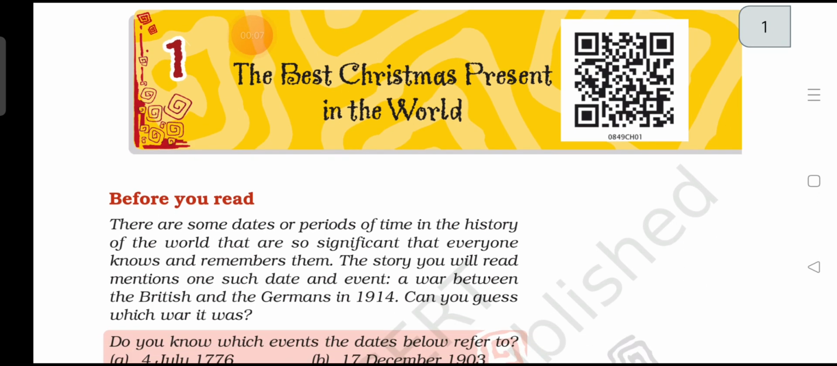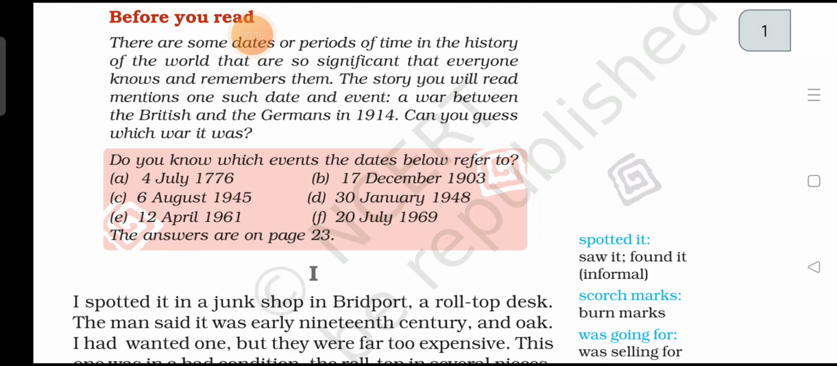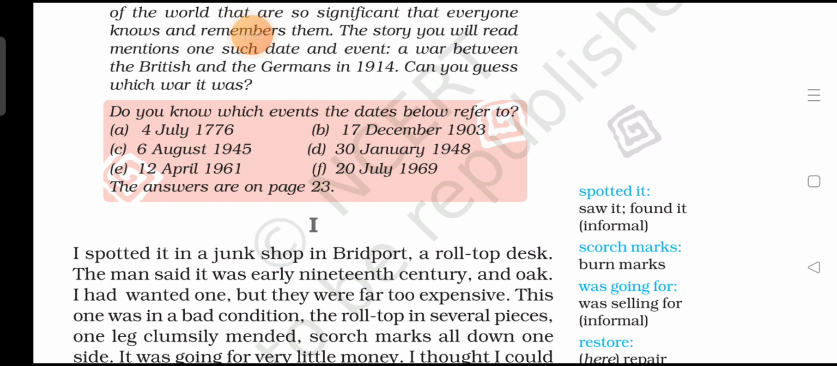And yesterday I started your chapter, which is The Best Christmas Present in the World. This chapter is very interesting. As you read here, there were some time periods in history which were so significant for everyone to remember. And we have also learned that there was a war between the British and the Germans in 1914.